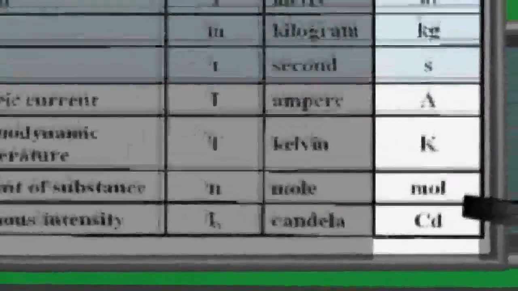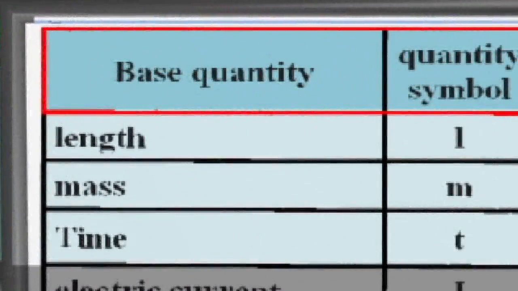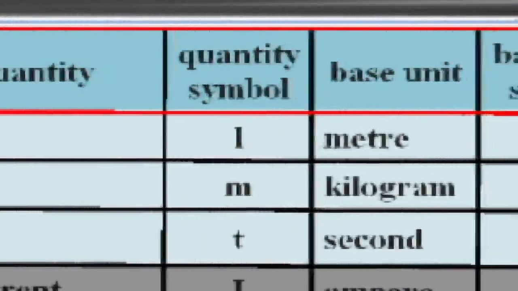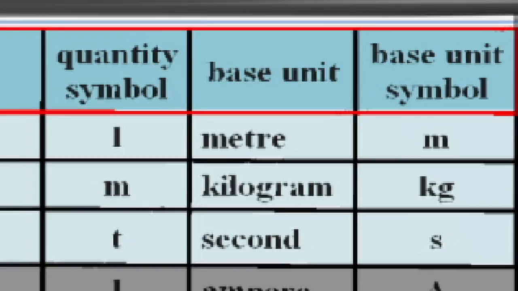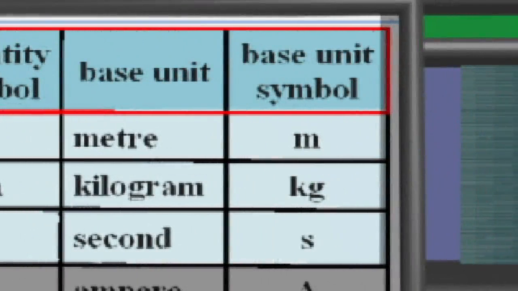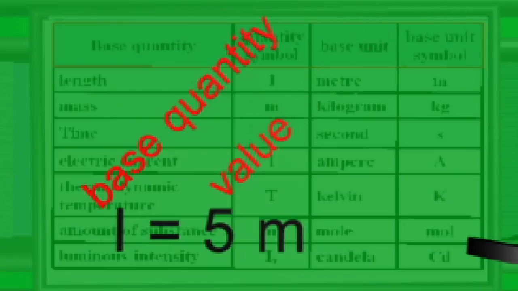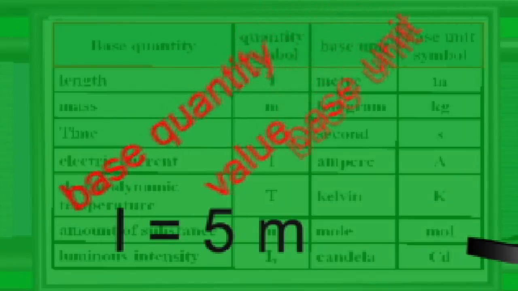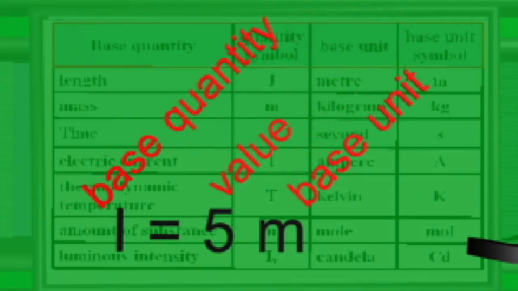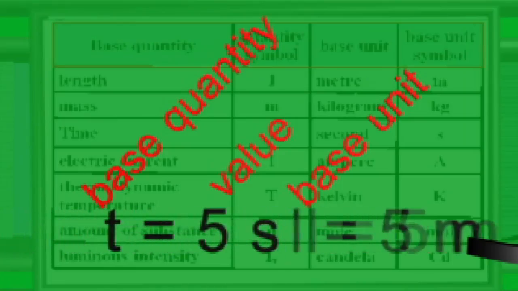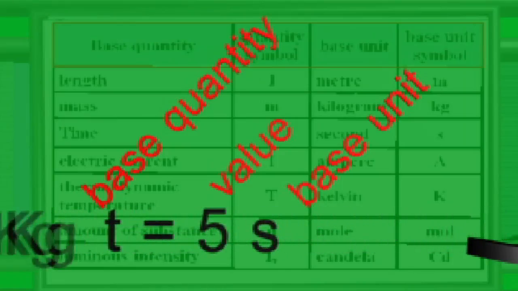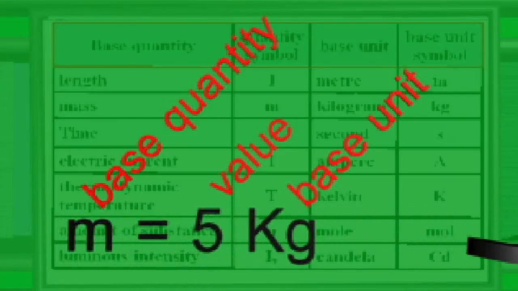In the field of mechanics, the first 3 lines are used a lot. We will explain the rest of the quantities in other topics. For example, suppose we measured an object length. We say, the length of the object is 5 meters. And we write, L equals 5 m. Here L means base quantity, 5 is the value of the quantity and m means base unit. Similarly, instead of writing the duration of an event is 5 seconds, we write, t equals 5 s. And m equals 5 kilograms means that the mass of the body is equal to 5 kilograms.